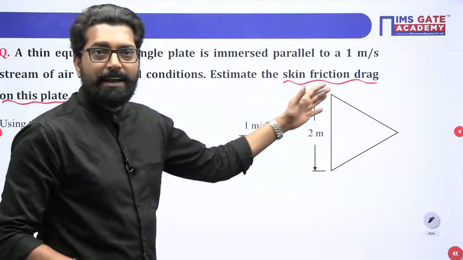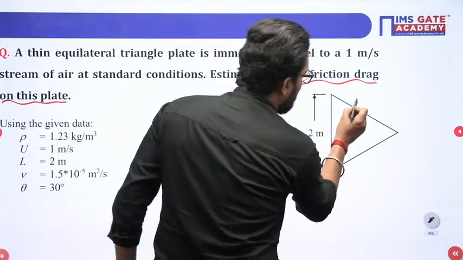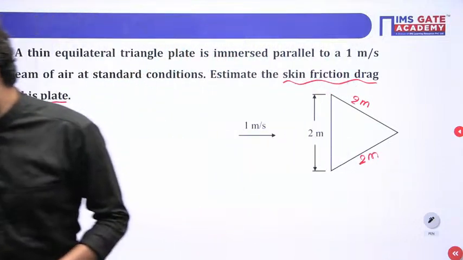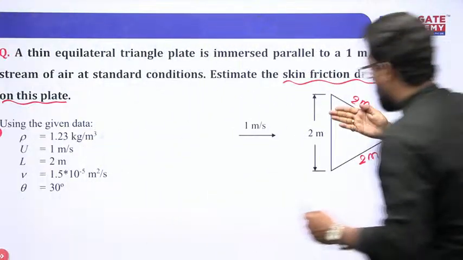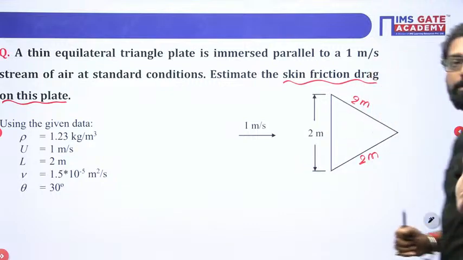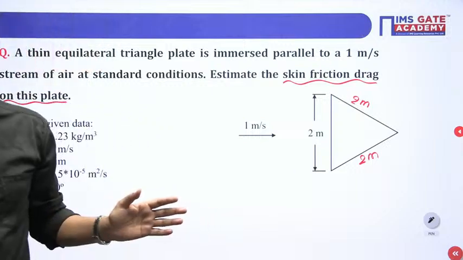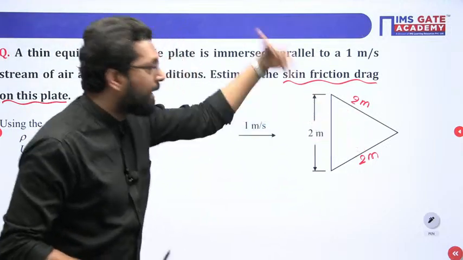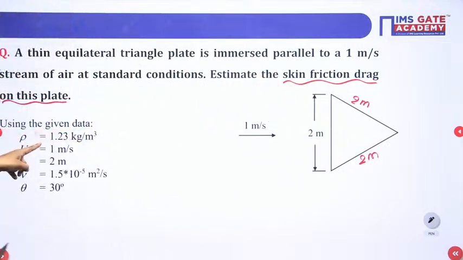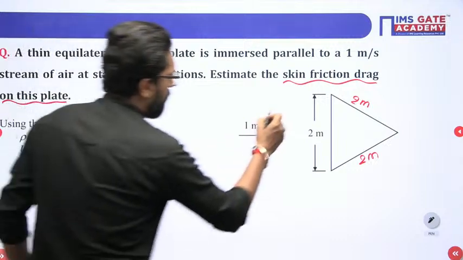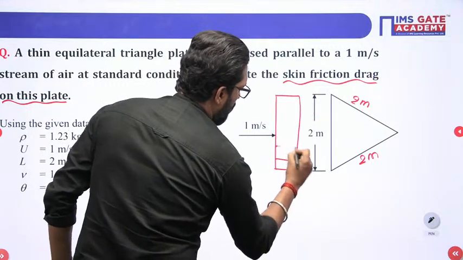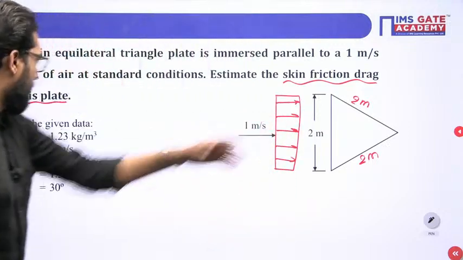So my dear, this is an equilateral triangle, that means all sides are 2 meter. Let's suppose this is your triangle, like that. So the fluid is flowing. The drag force is on front and back both. Why? Because this is triangular in nature. The density of the air is given, and this is a free stream velocity. That means the fluid is approaching with a free stream, all velocities are uniform, approaching at 1 meter per second.